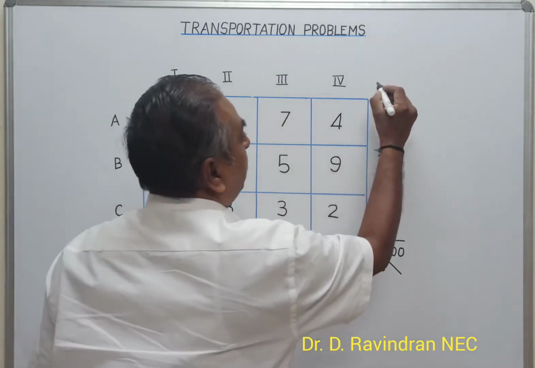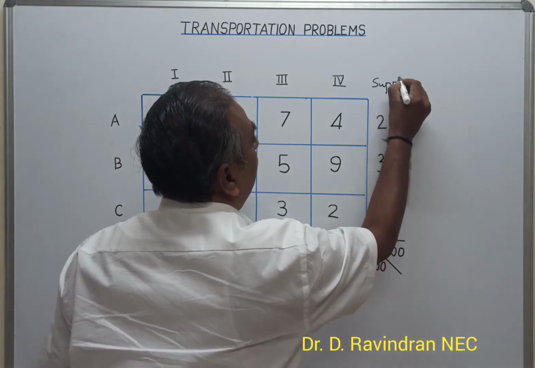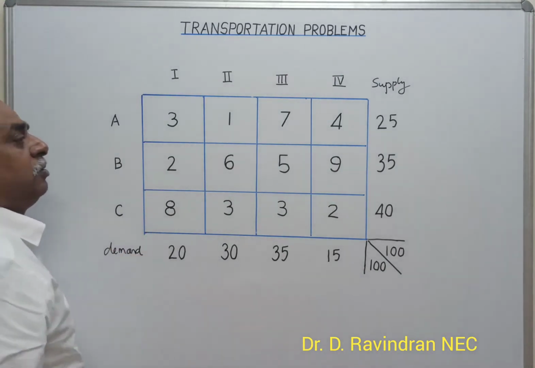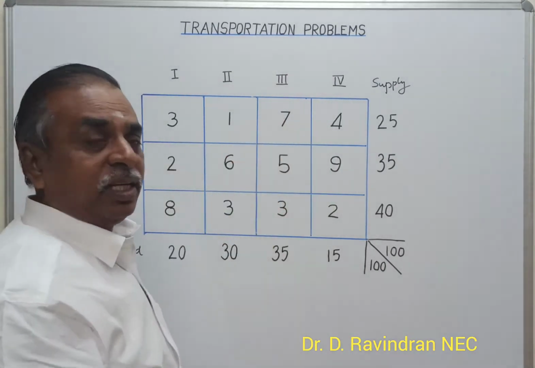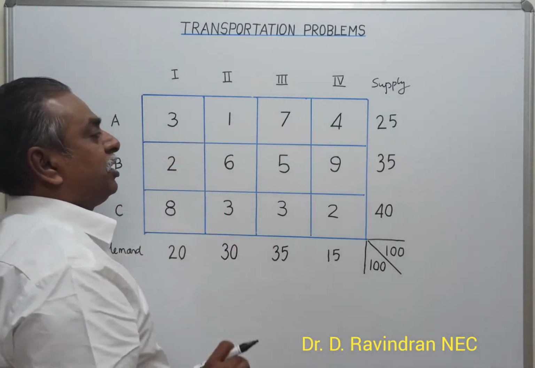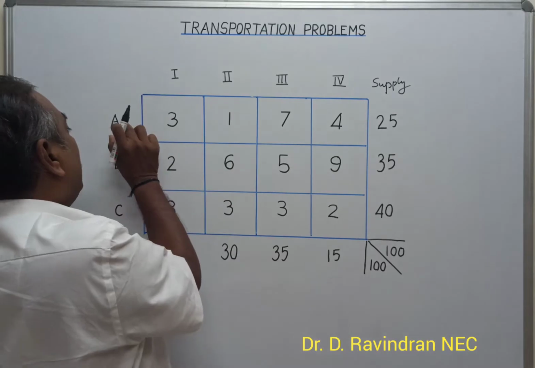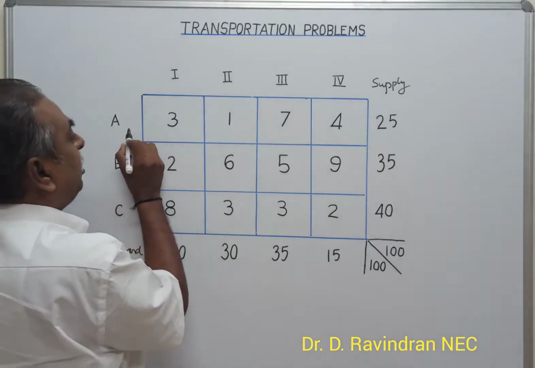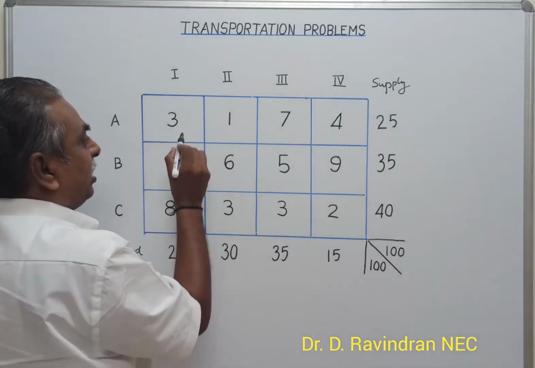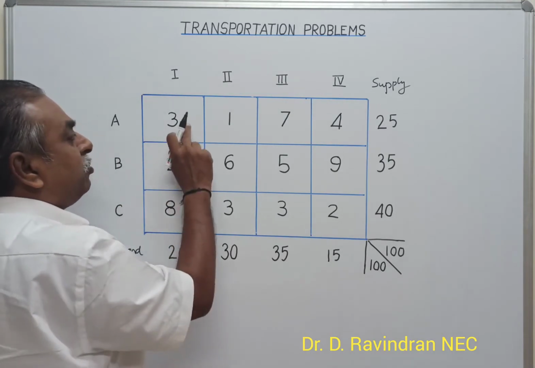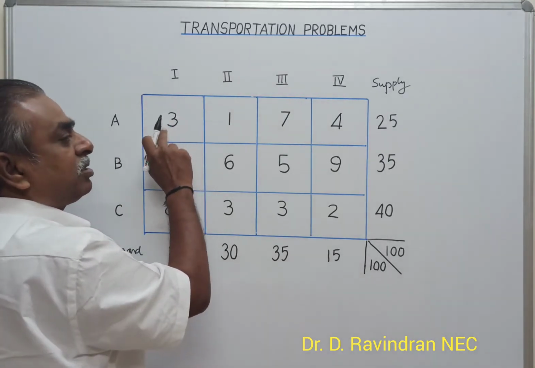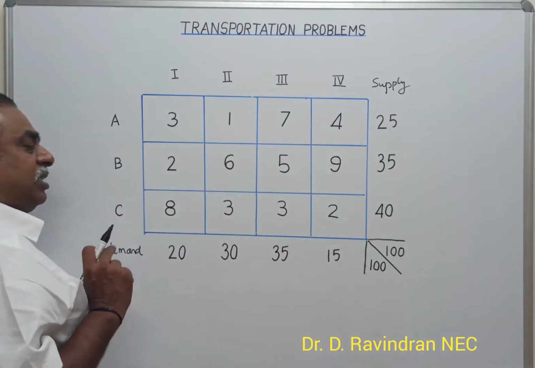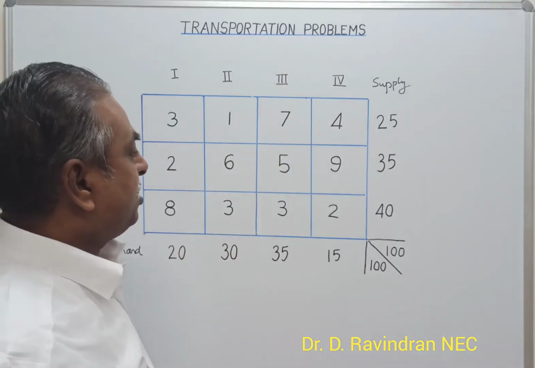So, this is supply and this one is demand. And then these cell values indicate the cost of transportation of a single unit from one supply center to one distribution center. For example, if you want to supply 1 unit from center A to 1, the cost will be 3 units. Suppose n units are transferred, n into 3 will be the cost of transportation. Similarly, the transportation costs of all the centers to the distribution centers are given.